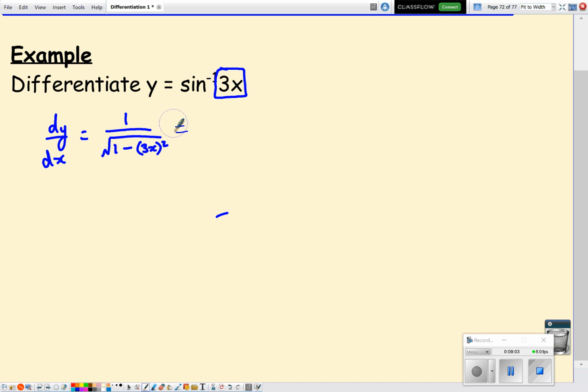Oh, I forgot to times by 3. Hang on, get rid of that. So times by the derivative of 3x, times by 3. So we end up with 3 over root 1 minus 9x squared. Job done. Okay, so two important things there. Use of the chain rule needs to be remembered, and this part has to go in place of x and then has to be squared.